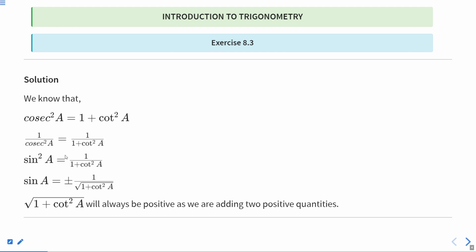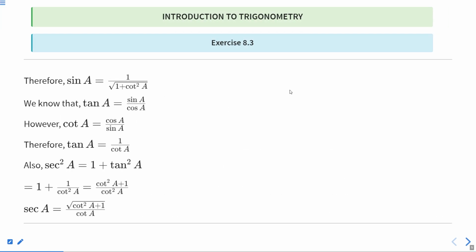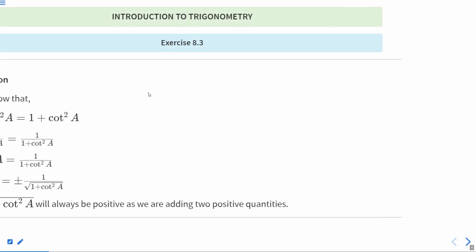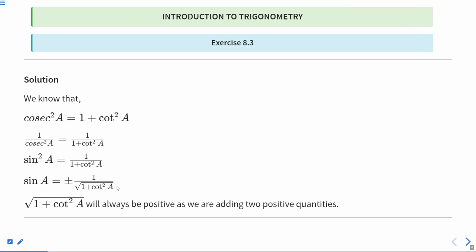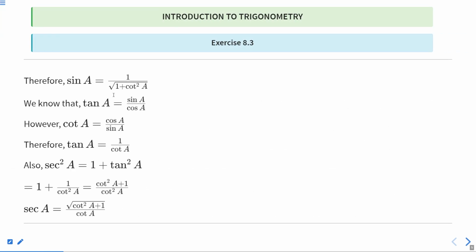Okay, and here sin A is equal to plus or minus 1 by square root of 1 plus cot square A, and here the square root of 1 plus cot square A will always be positive as we are adding two positive quantities. Okay, so sin A is equal to plus 1 by square root of 1 plus cot square A, and the reason is that the square root of 1 plus cot square A will always be positive as we are adding two positive quantities.